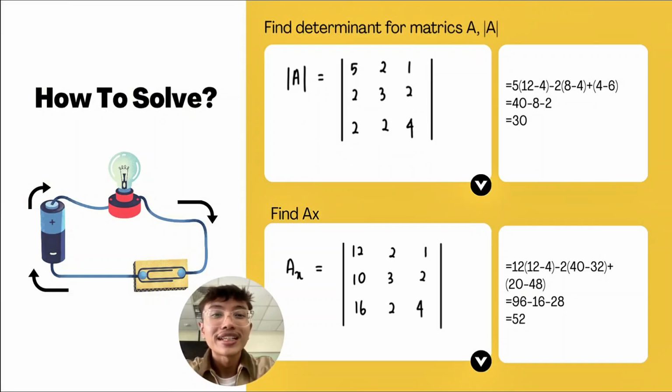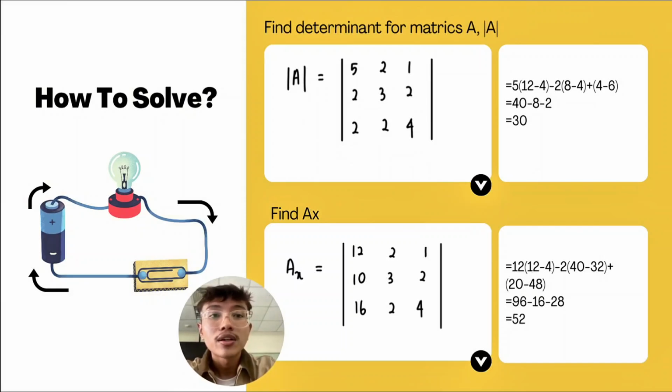And then how do we find the determinant from this? First, 5 times the bracket 12 minus 4, then minus 2 times the bracket 8 minus 4, and then plus the bracket 4 minus 6. Then it becomes 40 minus 8 minus 2, and the answer is 30. And then we need to find the determinant of Ax.